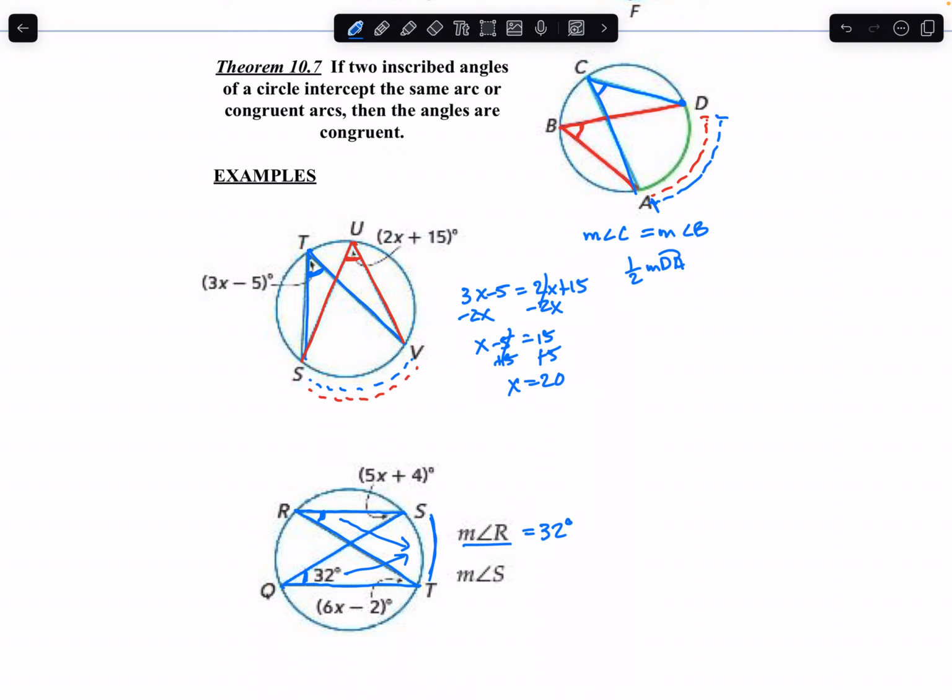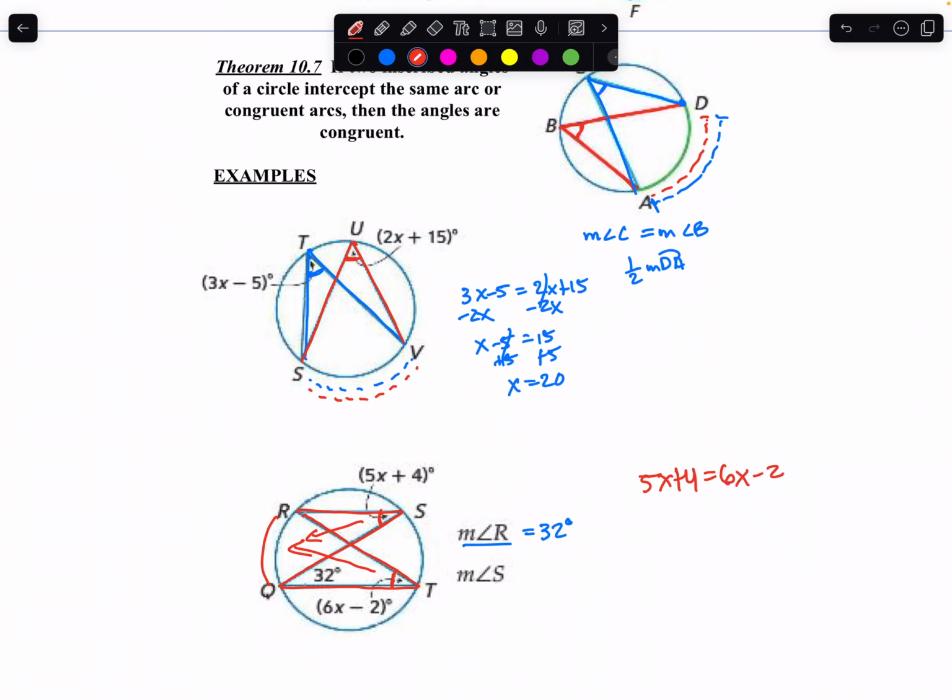I'm going to erase it a little bit to clean up for the S. Let's look at angle S. Angle S opens up to the other side. It opens up to RQ. Angle T also opens up to the opposite side of RQ, which means angle S and angle T are congruent. That means that 5x plus 4 should be equal to 6x minus 2.